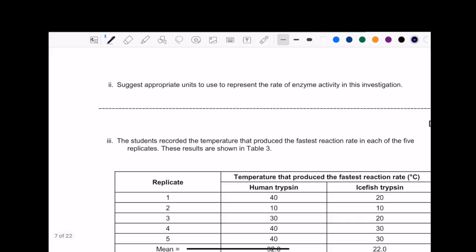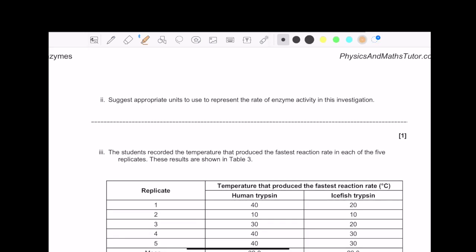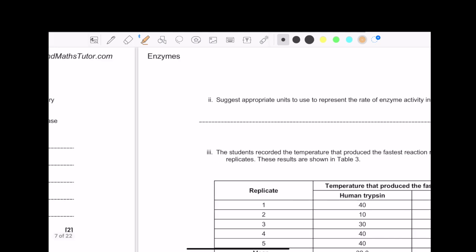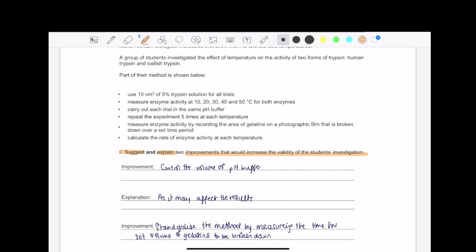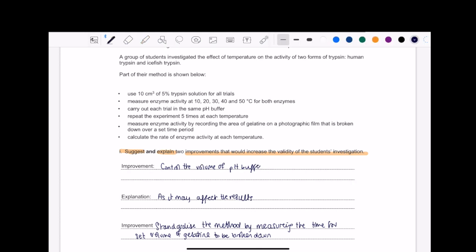Next question says, suggest appropriate units to use to represent the rate of enzyme activity in this investigation. So we're going to go back to the previous page and look at the units that are used here. Now, we can see that there's volume and there's the percentage, essentially meaning concentration. But because we're talking about the rate of enzyme activity, rate meaning over a set period of time, right? So we know we need time as one of the units, but what's the other thing, right?